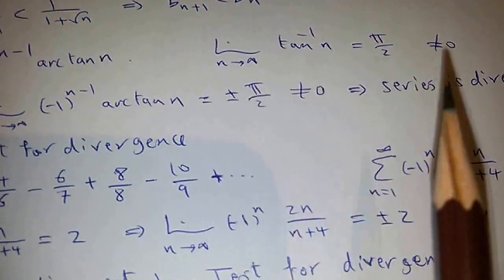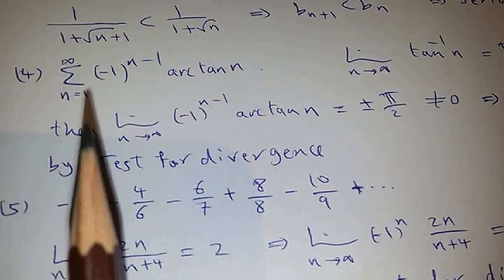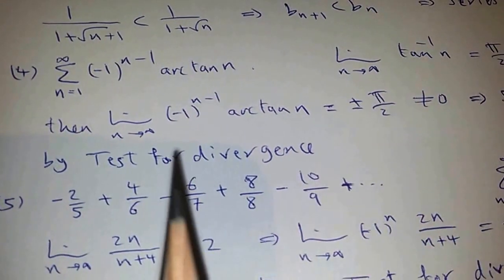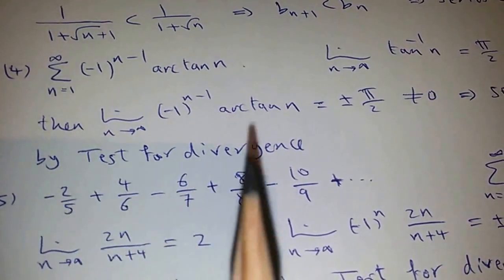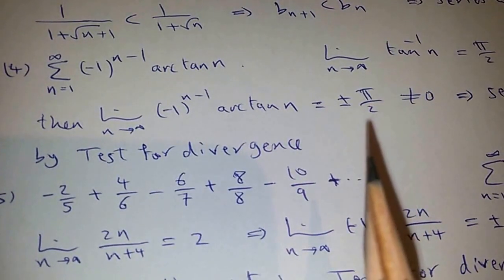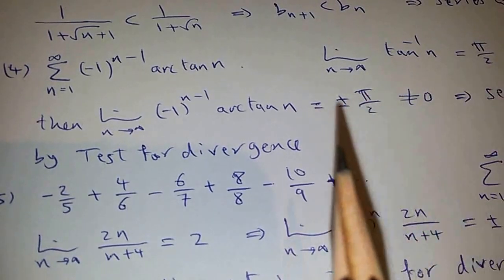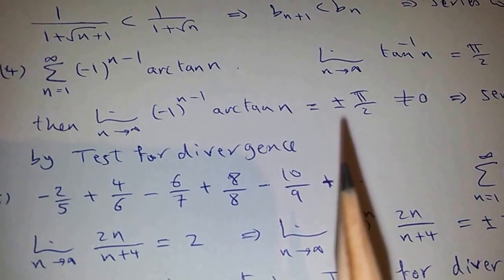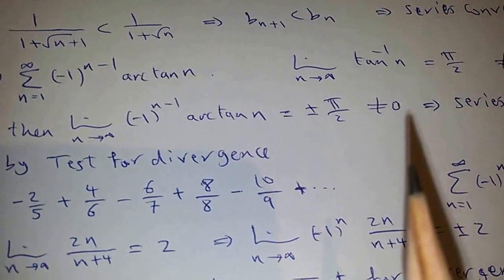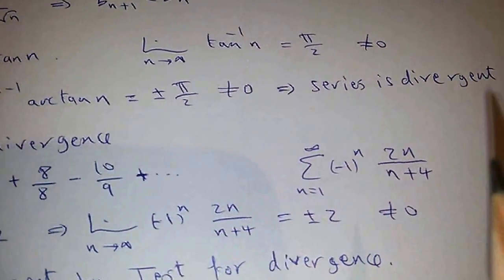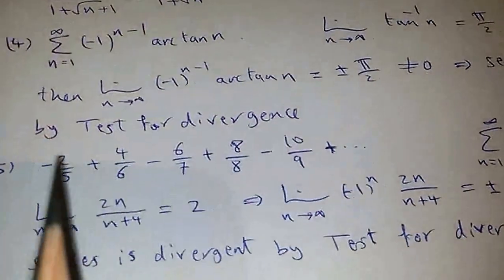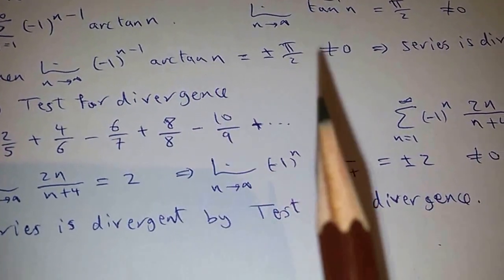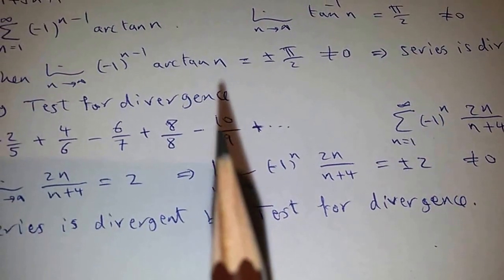But what can you conclude from here? Well, I can find the limit of this sequence of an. If you multiply arctan by (-1) to the power n minus 1, the limit would be either pi over 2 or negative pi over 2. But this is not 0. So the series is divergent according to the test for divergence. The test for divergence says if the limit of an is not 0, then the series is divergent.